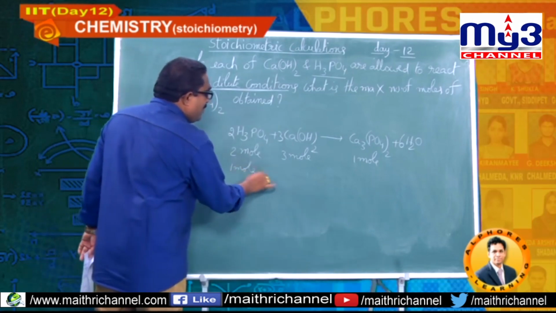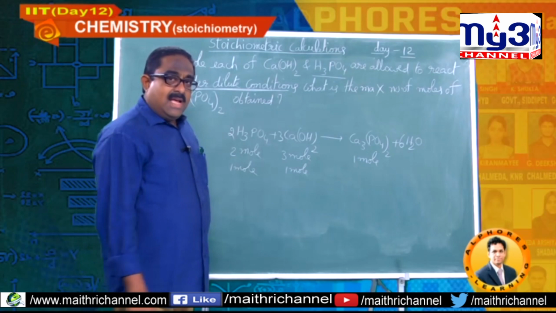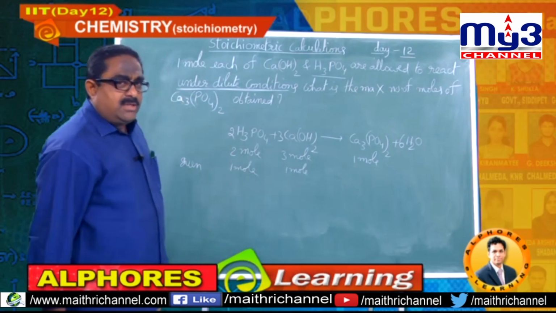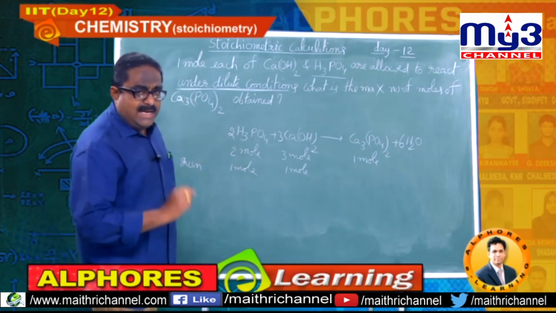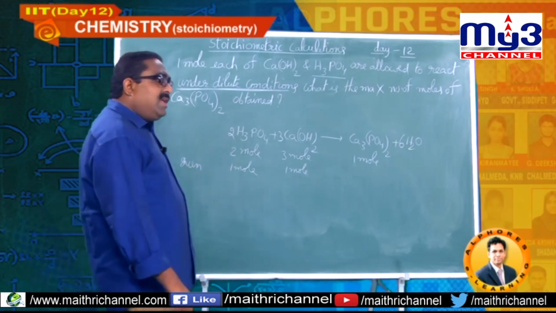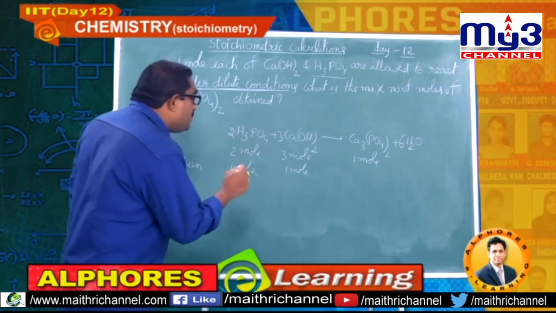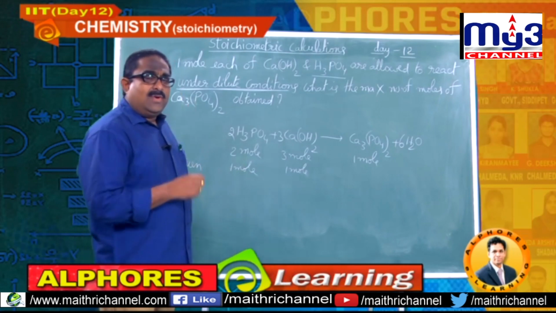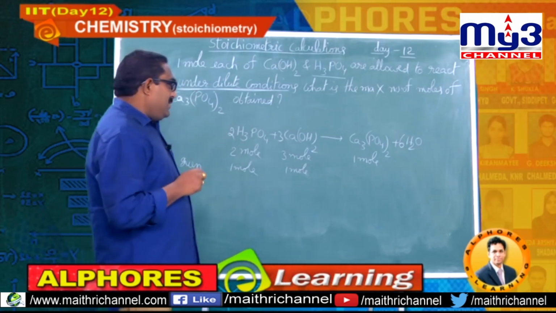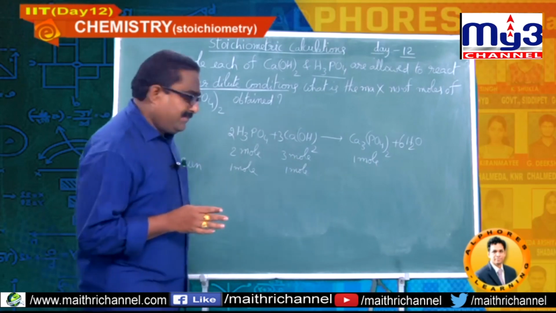Okay, students. Now let me write the given moles first of all. Given moles are 1 mole each. Students, you please concentrate. First, I am going to explain the logical approach to decide which is the limiting reagent. After finishing that, then I will give one technique which is useful to decide the limiting reagent very easily.